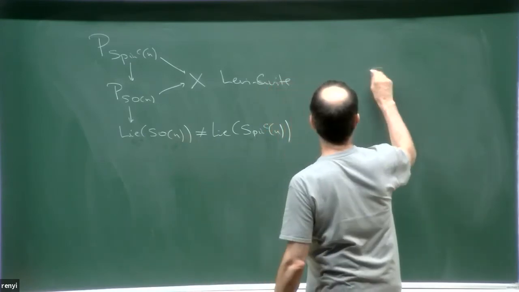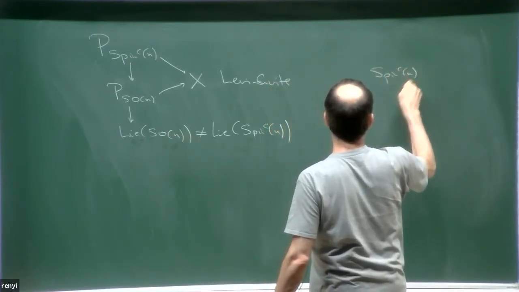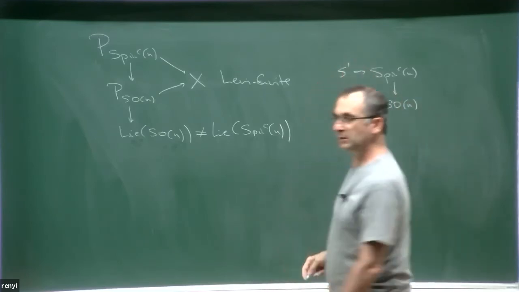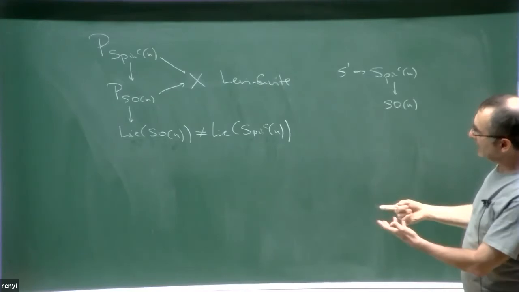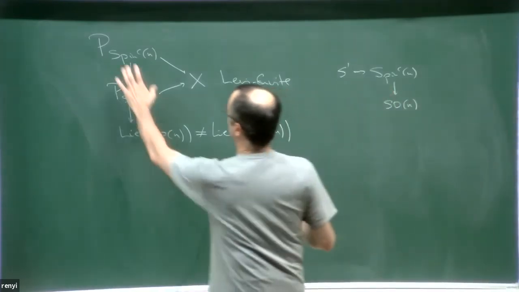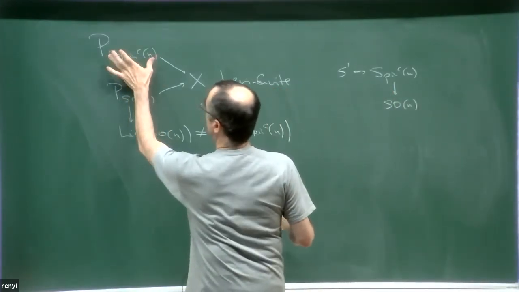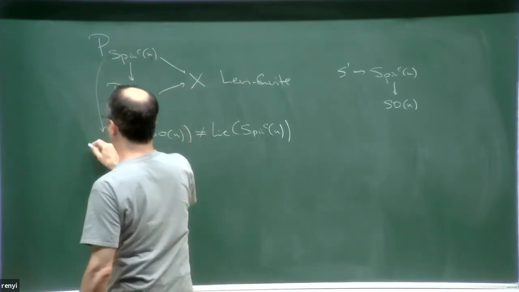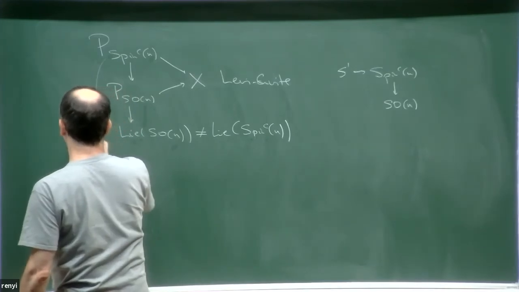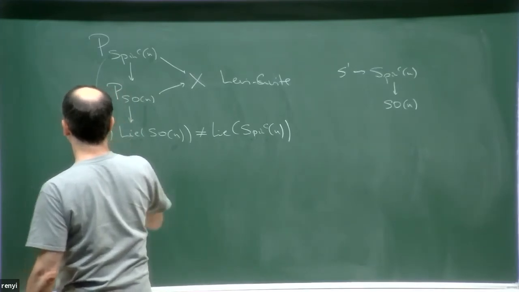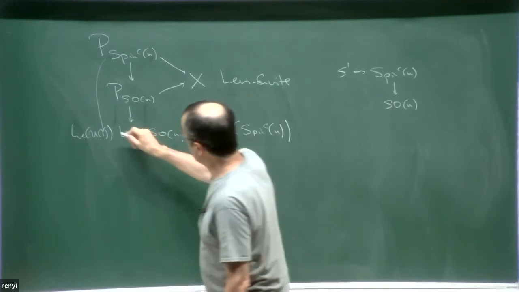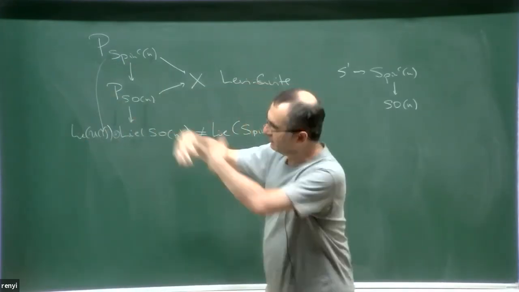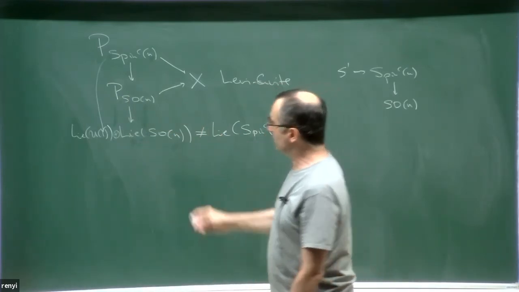Remember, spin C n is the unique non-trivial S1 bundle over SO(n). So we need extra data in order to make a Lie algebra valued one form out of this guy. We also need something which goes to Lie of U(1). And if we put them together, then we have a connection on there, and then we just repeat what we said before. Where do we get that?